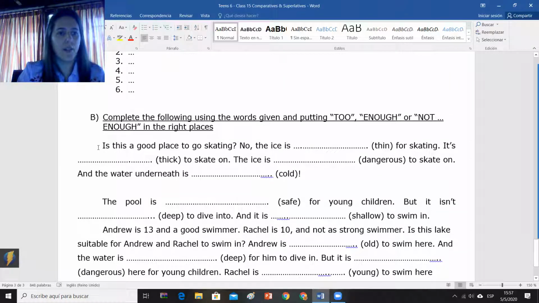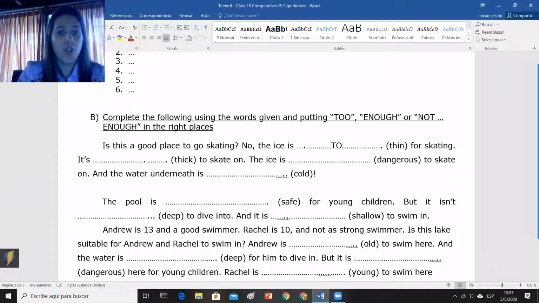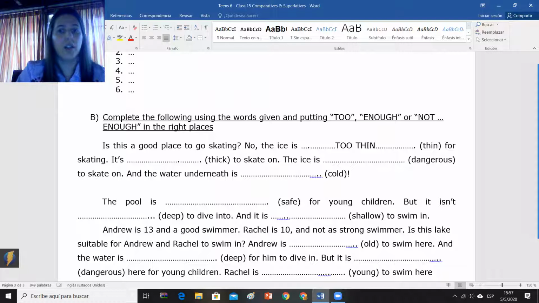Okay, let's do the first gap together. Is this a good place to go skating? No, the ice is blank for skating. Si thin significa delgado, fino, y digo que no es un lugar apropiado o buen lugar para esquiar. No, the ice is too thin for skating. Okay? So, do your practice.